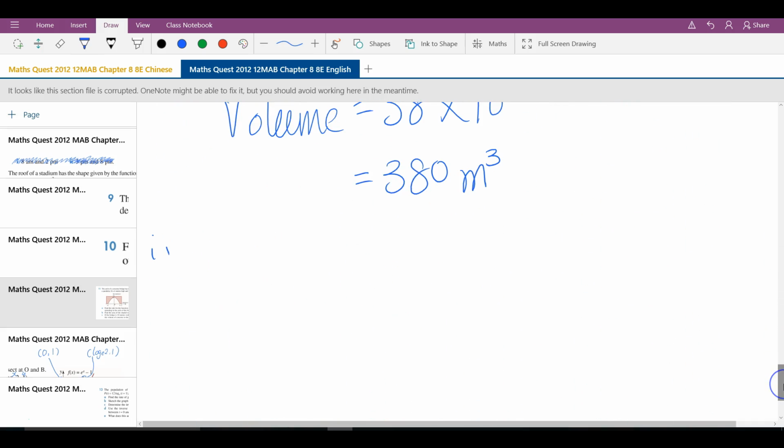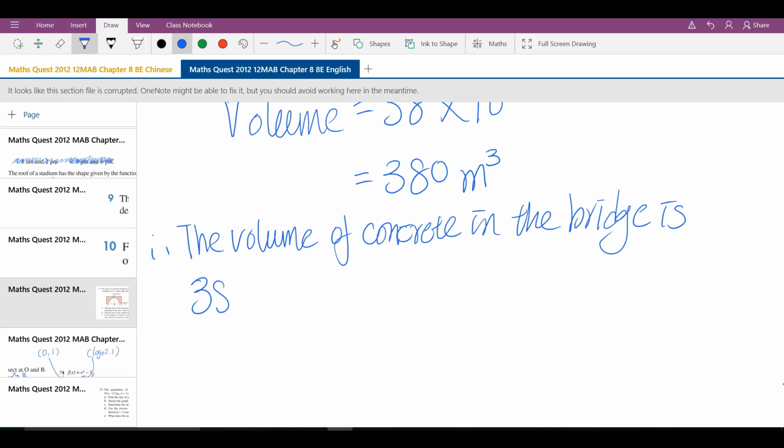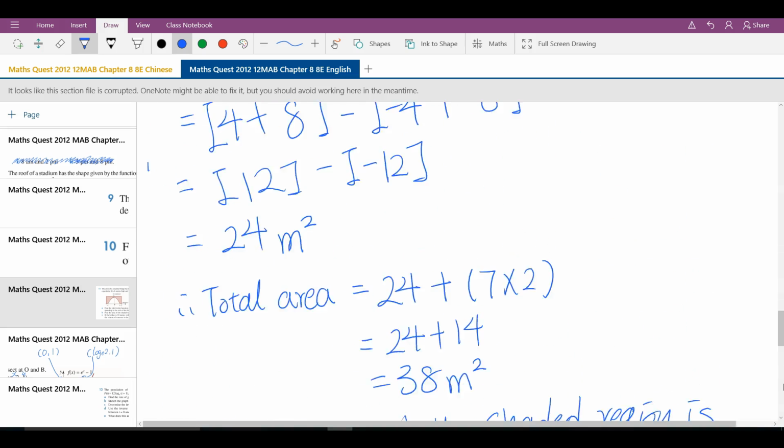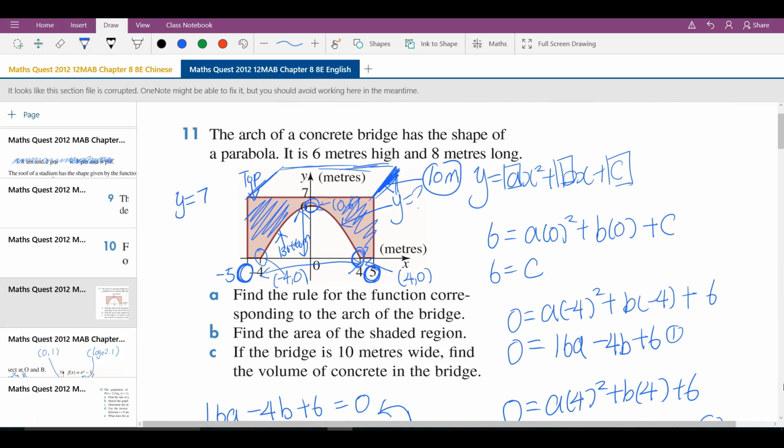So therefore, the volume of concrete in the bridge is 380 meter cube. Yeah, and that's the answer for the last question. Whew. All right, that's question 11 done.